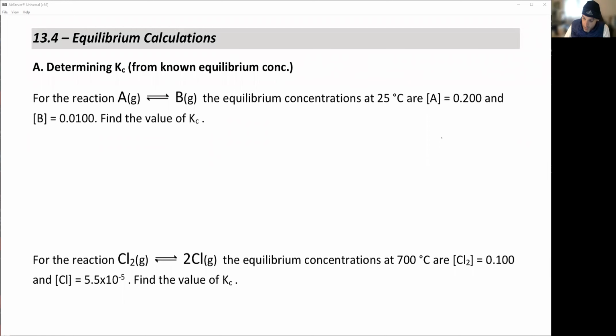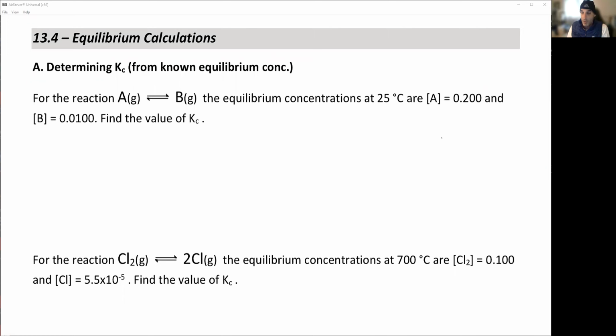Okay, so we're going to take a look at equilibrium calculations. These are a lot of fun. Fun is a relative term, I recognize, but these allow us to solve this like a puzzle. So let's take a look at this first one. The first one is pretty simple. It's determining Kc from a known equilibrium concentration.